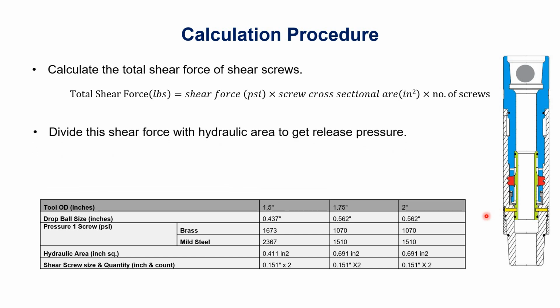The second step is that we have to divide this shear force by the hydraulic area to get release pressure. So release pressure in PSI is equal to the total shear force which we calculated in step 1 divided by hydraulic area in square inch. This hydraulic area is given in the technical data sheet, as we can see over here. For 1.5 inch hydraulic disconnect it is 0.411, for 1.75 it is 0.691, and for 2 inch it is 0.691. The hydraulic area is basically the area which is available to the fluid to exert the pressure when we have dropped the ball.